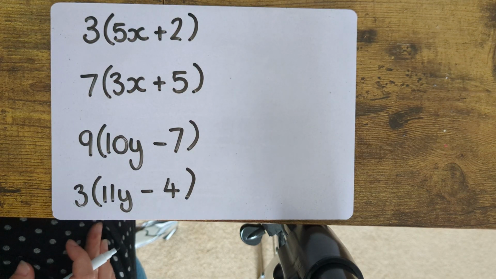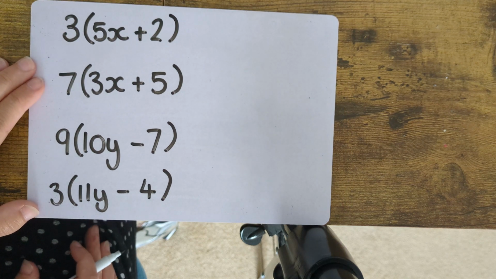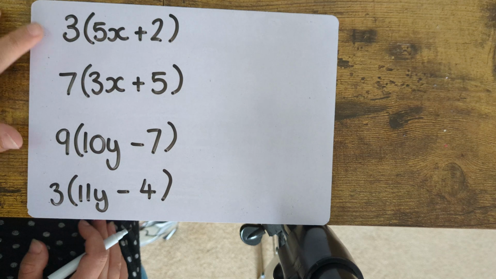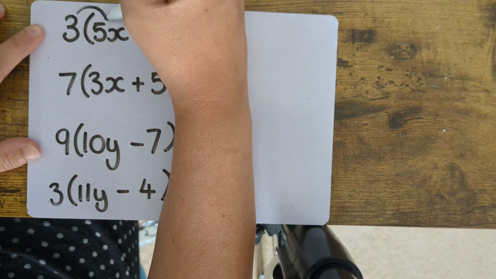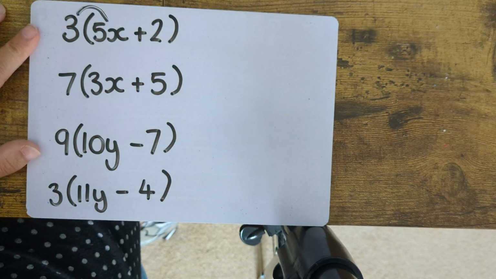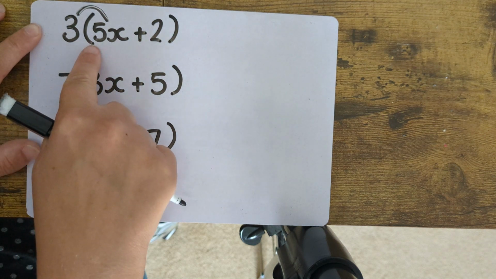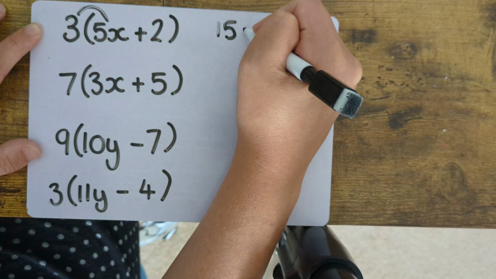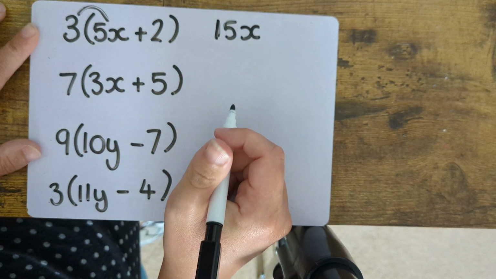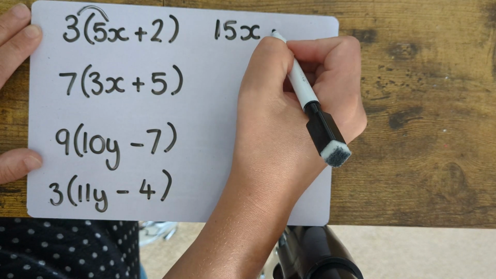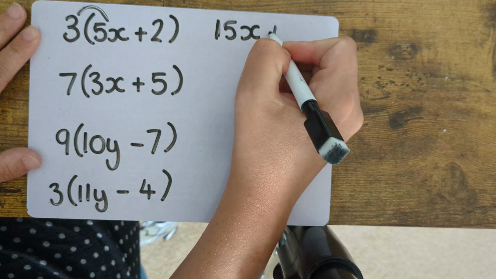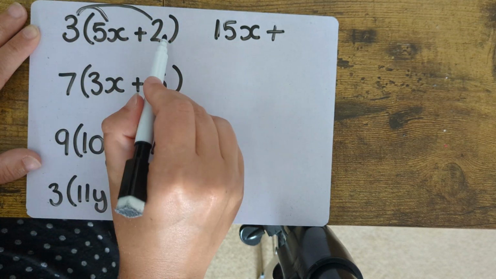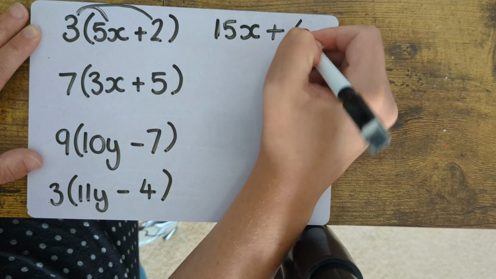So the main thing you've got to remember with this is that you've got to multiply anything outside the brackets by anything inside the brackets. So we're going to start with this one. We've got a 3 on the outside and we've got 5x inside the brackets. So we do 3 lots of 5x, essentially 3 times 5, which would be 15x, because we're doing 3 lots of 5x. We put the plus sign in, and then we're doing 3 times 2, which would be 6, giving us an answer of 15x plus 6.